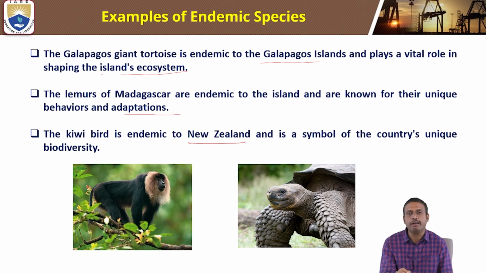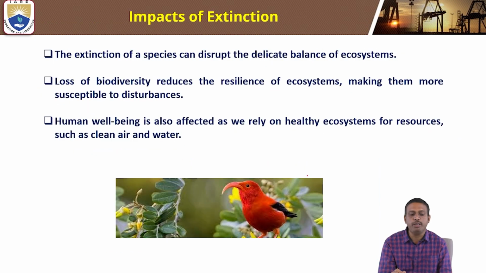Galapagos giant tortoise is endemic to the Galapagos Highland and plays a vital role in shaping the highland ecosystem. Lemurs of Madagascar are also endemic to the highland and known for their unique behavior and adaptation. Kiwi bird is endemic to New Zealand and is a symbol of the country's unique biodiversity.